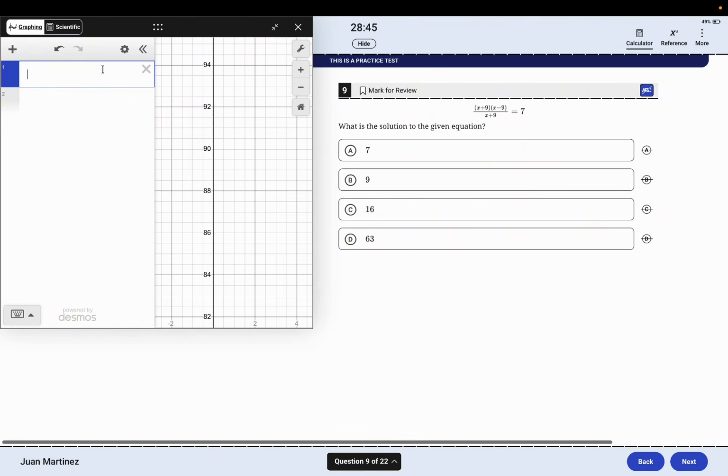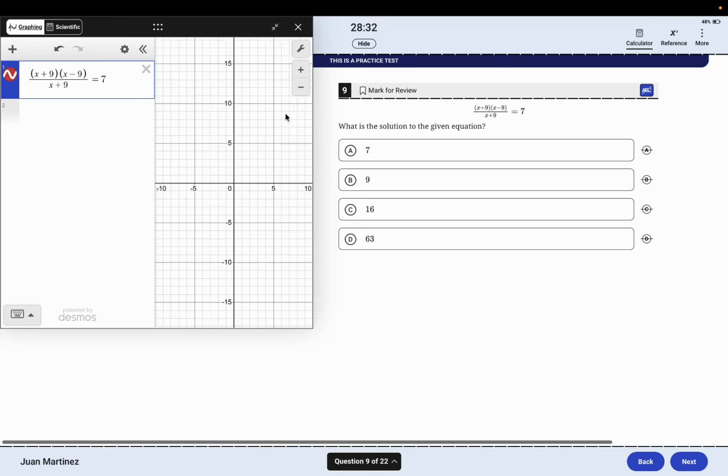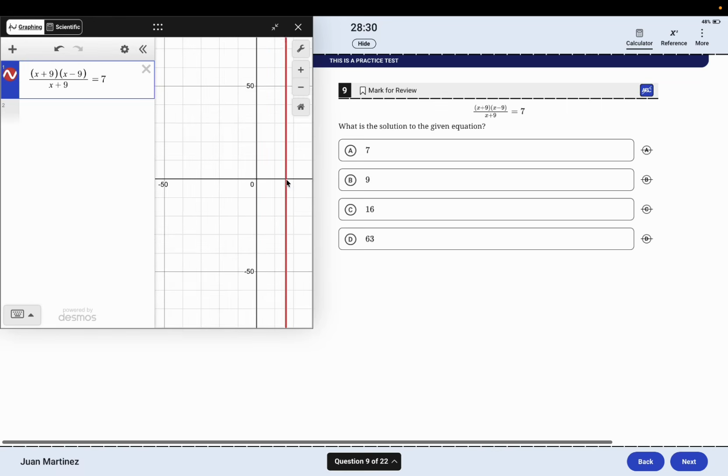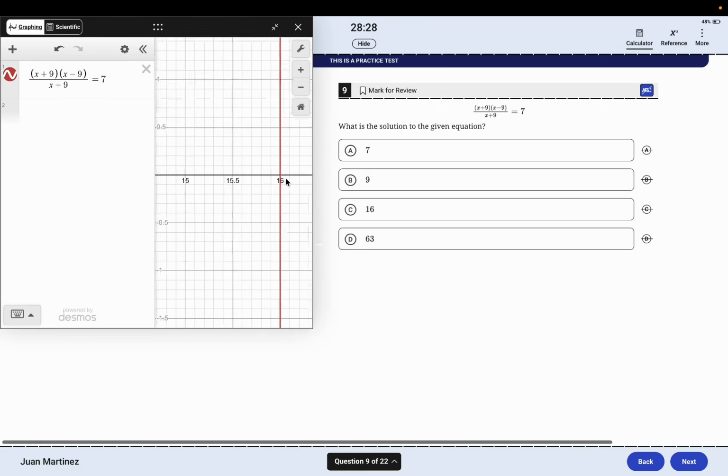What is the solution? Let me just graph that. x plus 9, x minus 9, x plus 9, that's equal to 7. Our solution is, Desmos isn't telling me, it's 16.